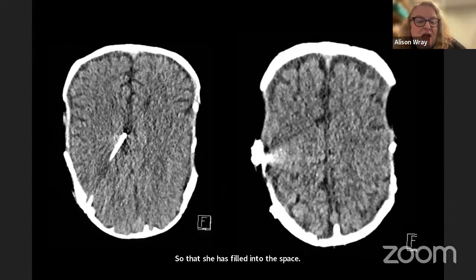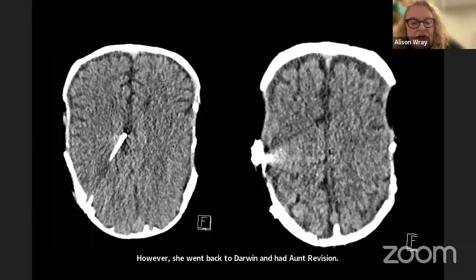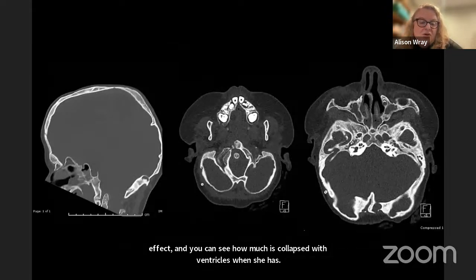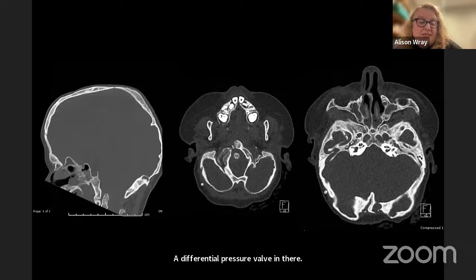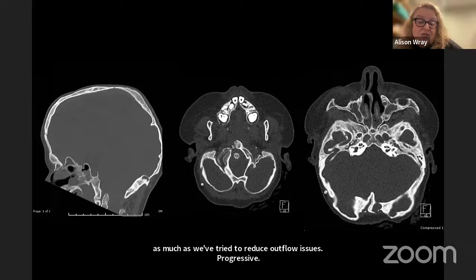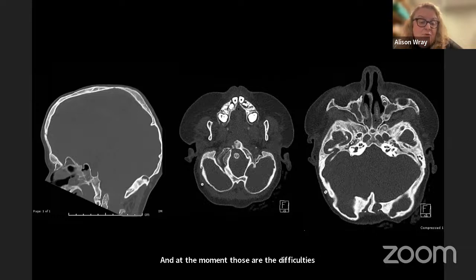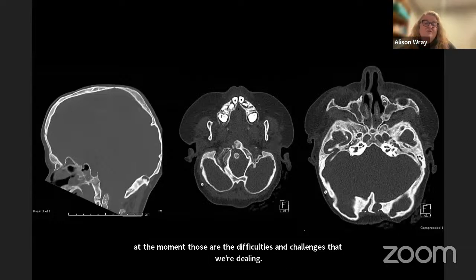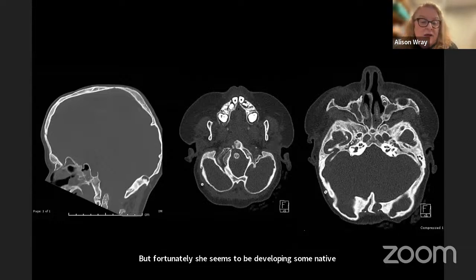Again, however, she went back to Darwin and had a shunt revision, and I think the picture on the right really shows the negative effect. You can see how much she's collapsed with her ventricles when she has a differential pressure valve in there. She's gone on to have significant problems with her skull base. So as much as we've tried to address the cranium, her venous outflow issues are progressive. At the moment, those are the difficulties and challenges that we're dealing with. But fortunately, she seems to be developing some native collaterals, and her head is growing reasonably well now.